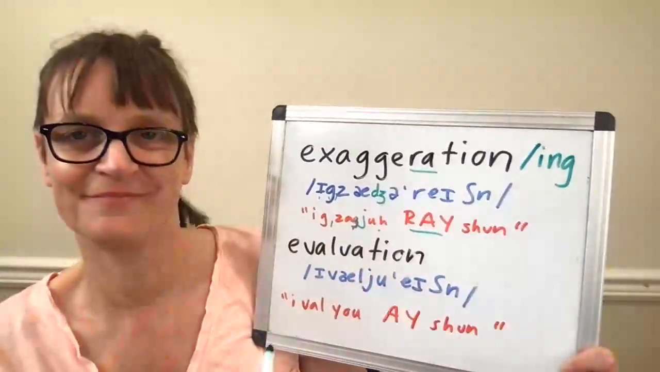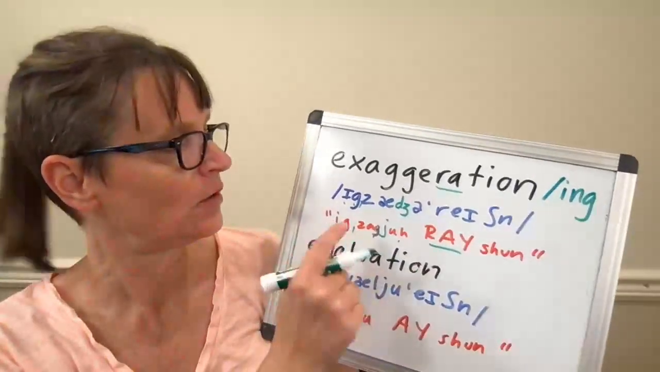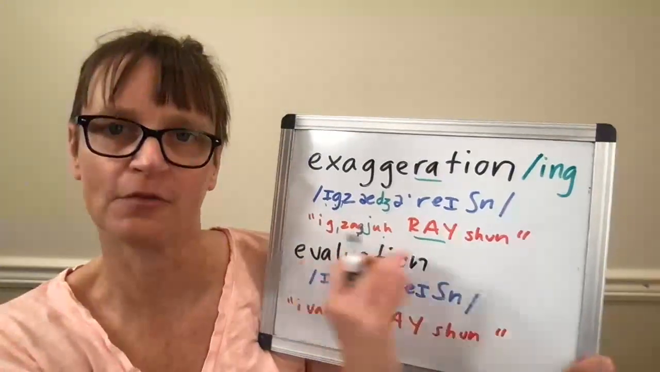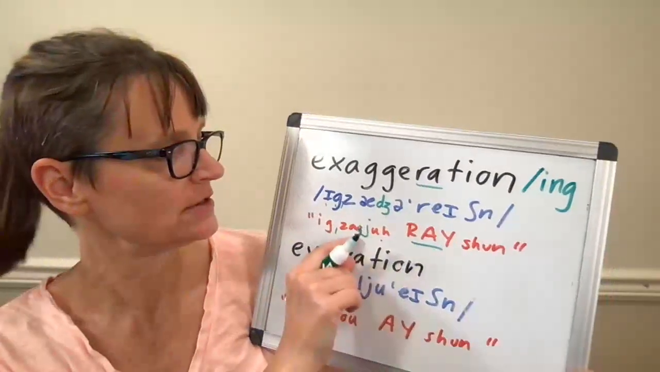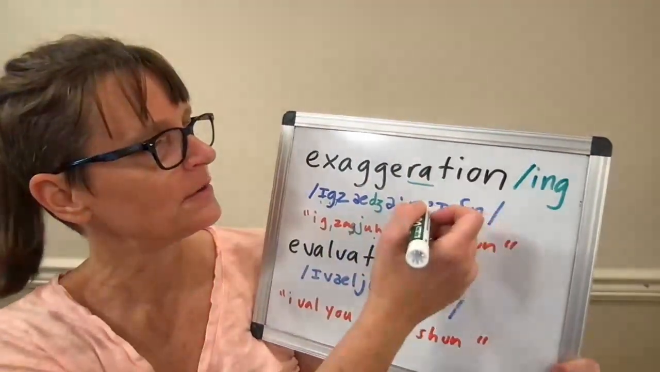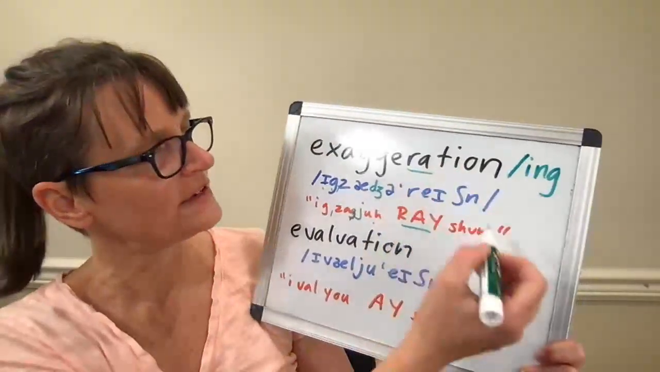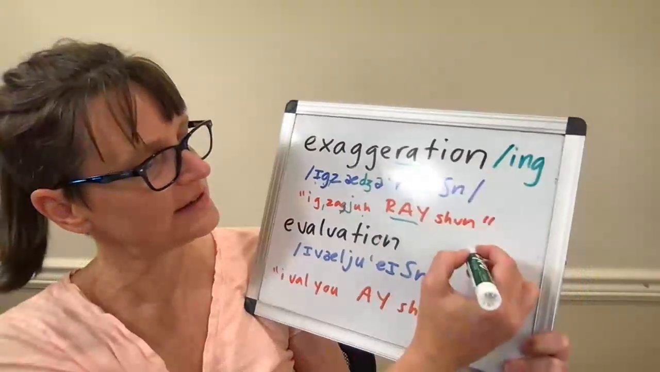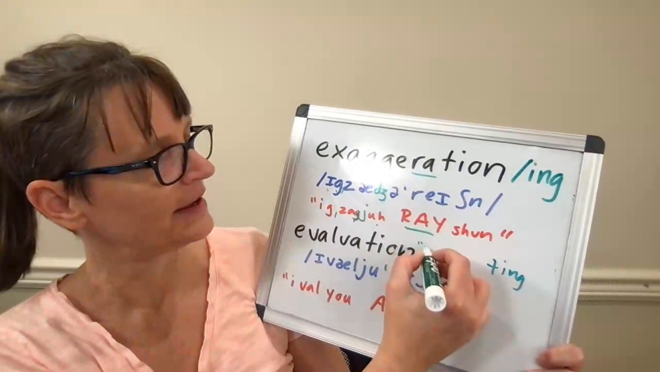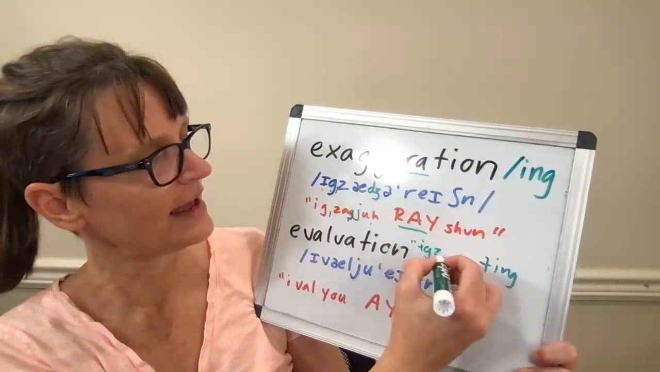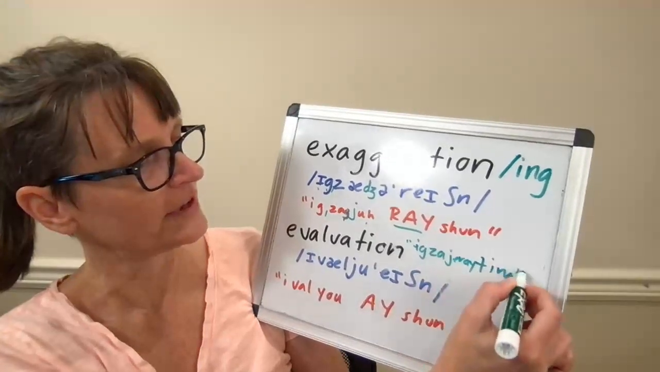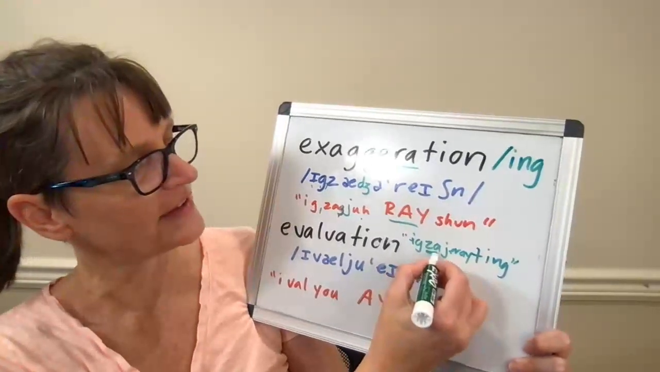Okay, so exaggeration. What you want to do is build from your ration, your stress syllable. So trying ration, oration, duration, exaggeration. Then when we go to exaggerating, we have a difference in the TING and in the stress. So for exaggerating, we stress on the zag syllable.